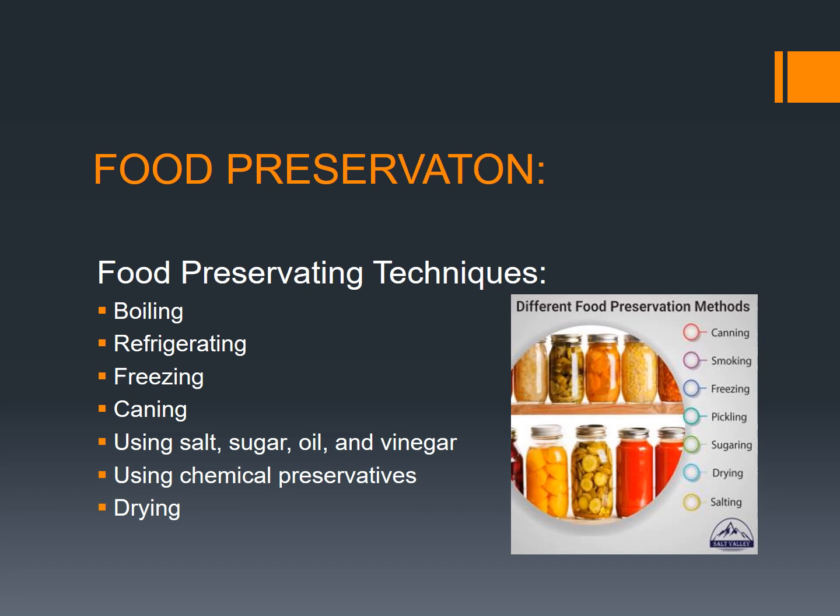Number 4, using salt, sugar, oil, and vinegar to preserve the food from microorganism growth. We can preserve food by salting. Just like when we buy fish, first of all we sprinkle salt on it to preserve it from the action of microorganisms.